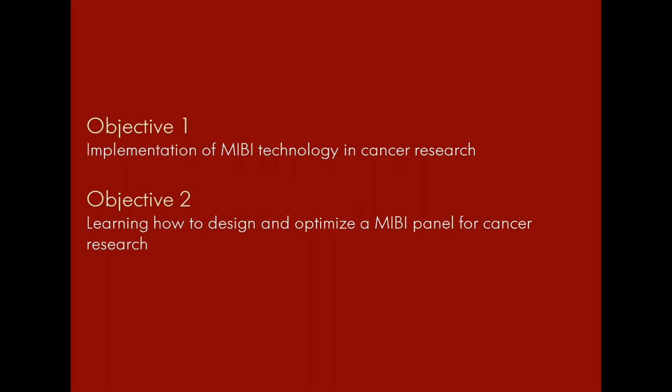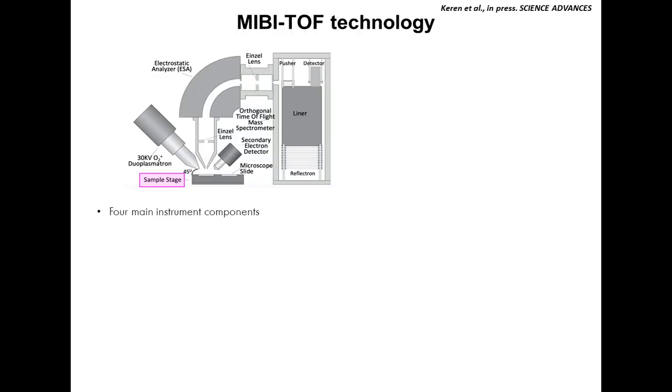The second aim is focused on learning how to design and optimize a MIBI panel for cancer research. So the MIBI technology is an innovative system which utilizes a continuous primary ion source with orthogonal time-of-flight mass spectrometry to image antibodies tagged with metal reporters at subcellular resolution in formalin-fixed paraffin-embedded human tissue.